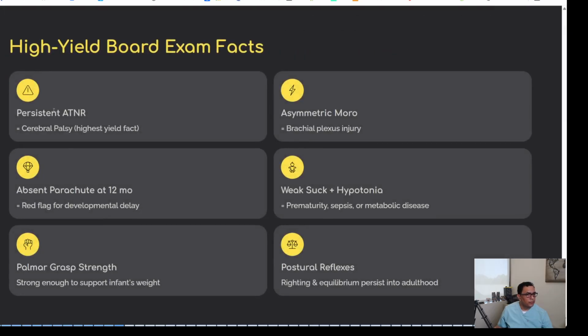Now, this is a different way of looking at it. Persistent ATNR is cerebral palsy. Absent parachute is developmental delay. Palmar grasp is strong enough to support the infant's weight. Asymmetric Moro is brachial plexus paralysis. Weak sucking reflex and hypotonia are due to sepsis or prematurity. Postural reflexes sometimes persist into adulthood.